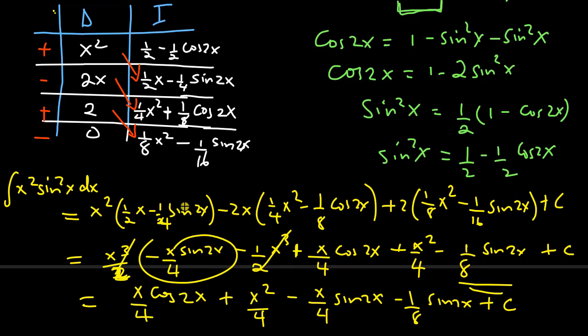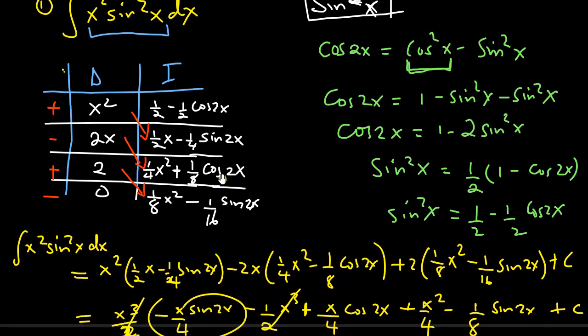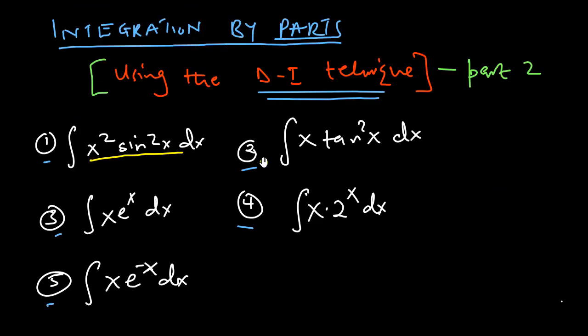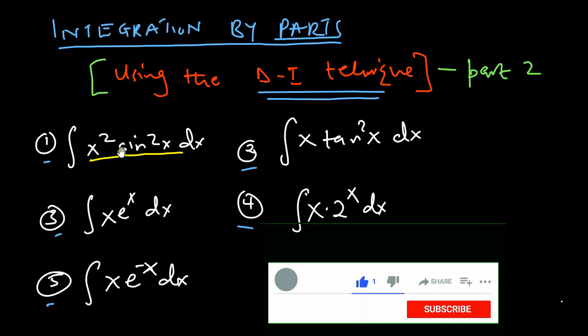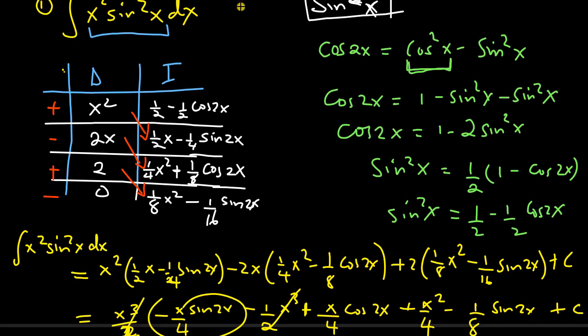The basic idea is, as long as you can see how we actually go about this using the DI technique. It's really a long one, but the DI method helps us to make it a little bit shorter and easier to integrate. So let's look at some of the other examples. Go back to the previous page. That was x squared sine x sine squared x. Let's work out this x tan squared x. So I'll just have to delete all this page.